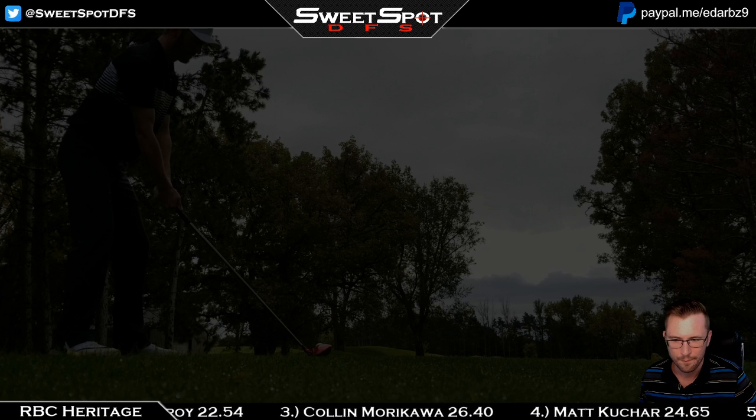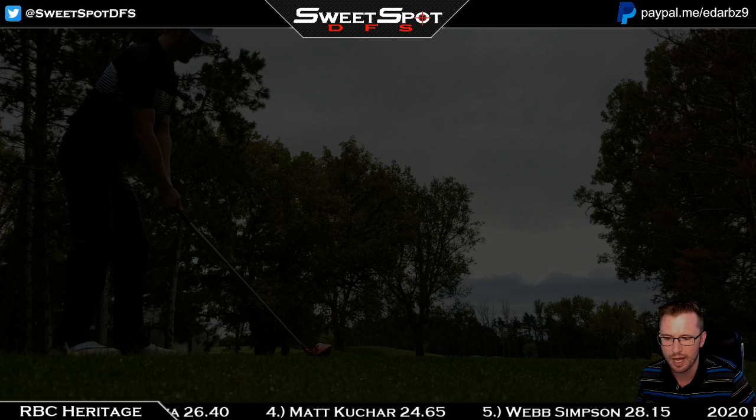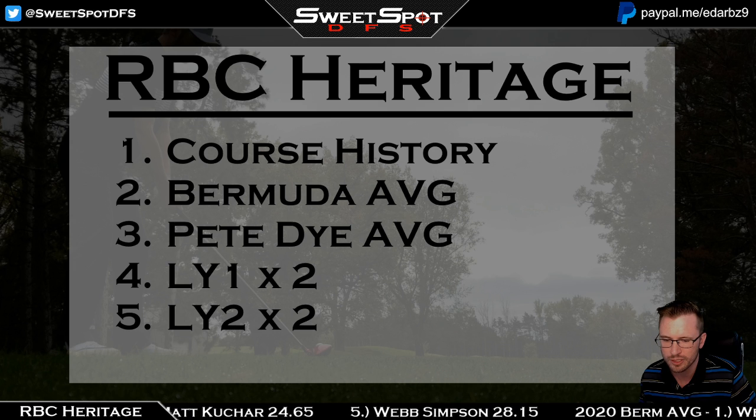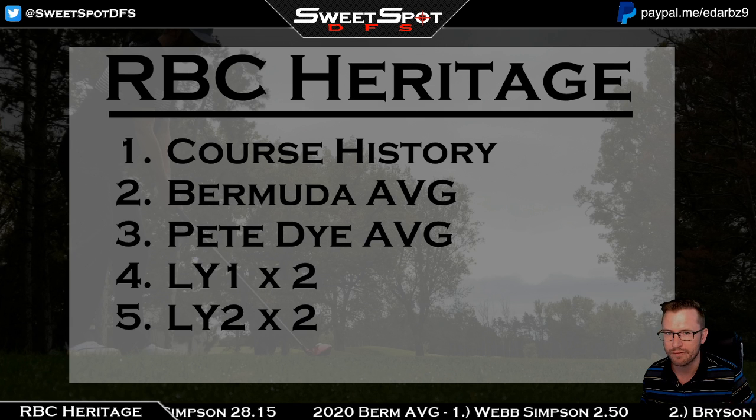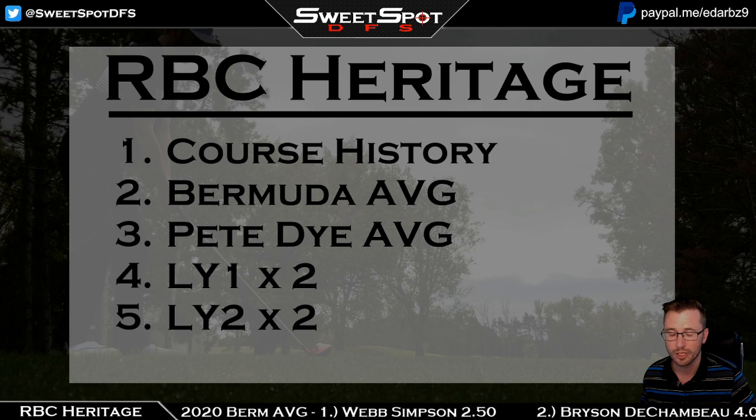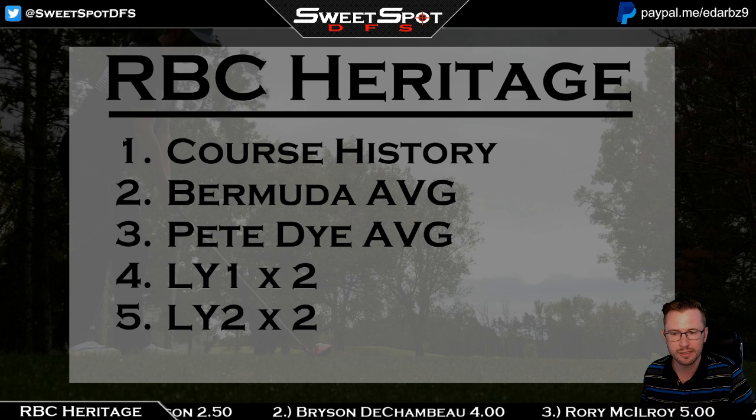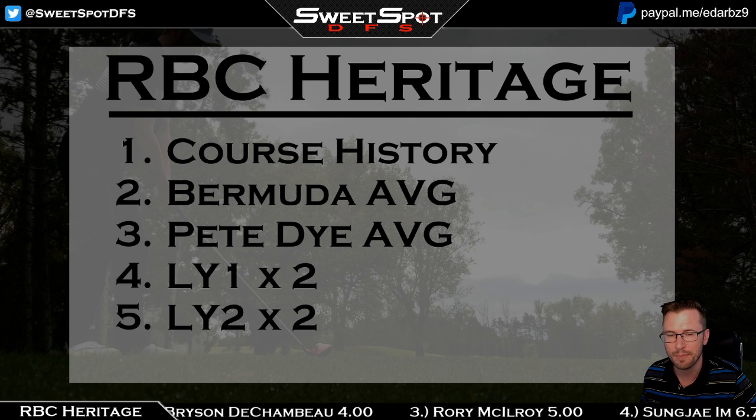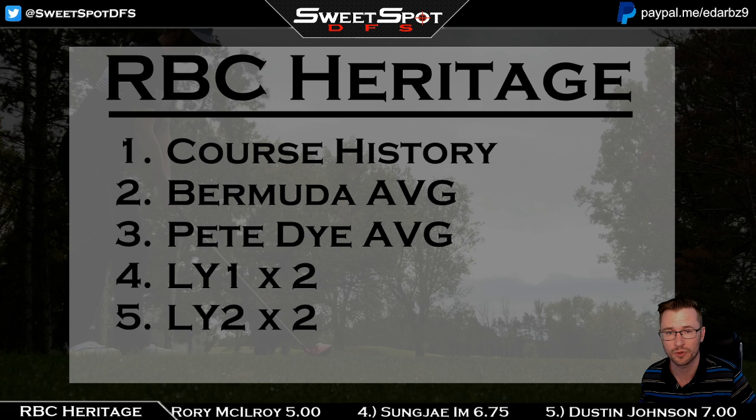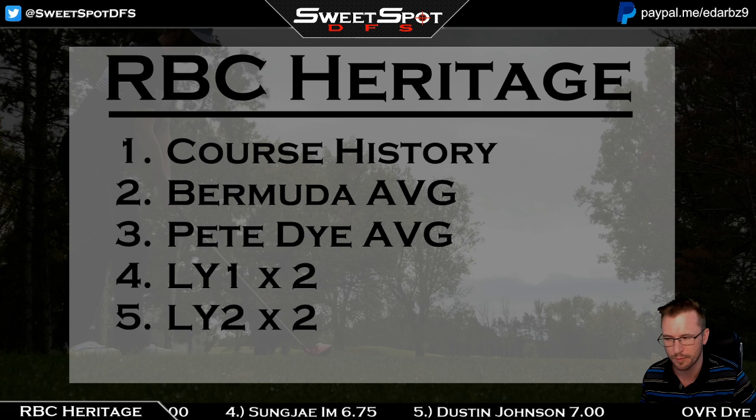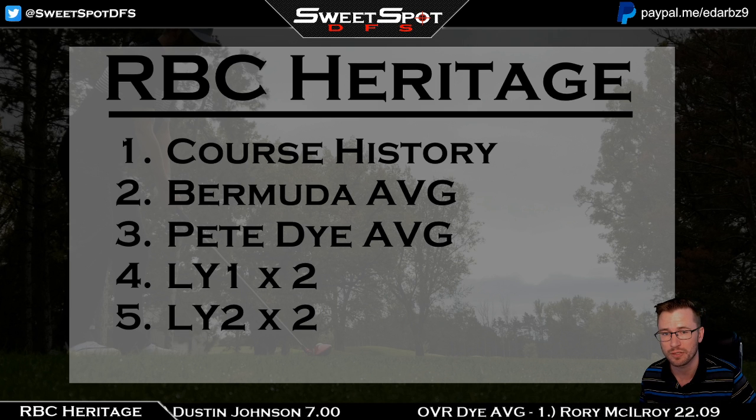So before we get into the bucket system, I'm still going to include some information. I'm still going to look at course history. I'm going to look at Bermuda average. I'm also going to look at Bermuda average because, as a competitive golfer, when I read greens, I'm going to keep in mind that there's going to be grain on these greens as a Bermuda golf course. I didn't have to do that last week when I was on bent grass.